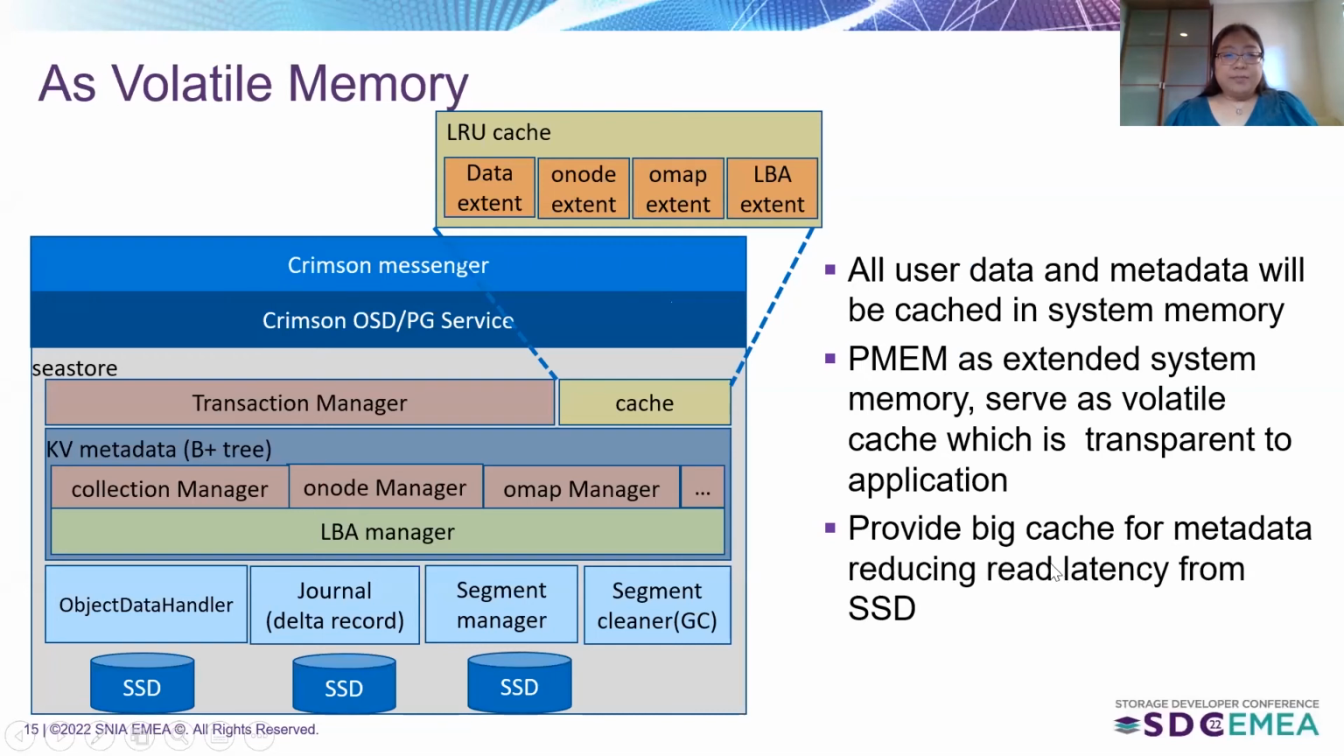As volatile memory, in the SeaStore architecture, we have much metadata that is in B+ tree databases, such as the ONode, OMAP, LBA, and the collection. So all the metadata and the user data is cached in the system memory. PMEM as extended system memory serves as a volatile cache, which is transparent to the application. So it provides a big cache for metadata, reducing read latency from SSD. In this situation, the PMEM is just like the system memory, you can use it like DRAM.